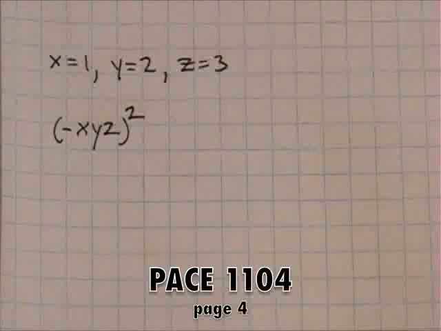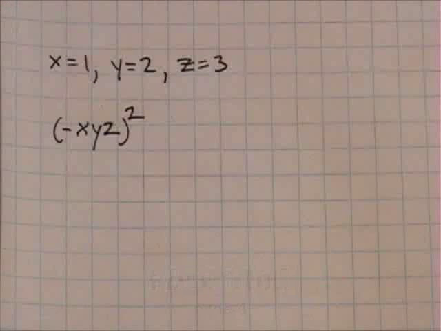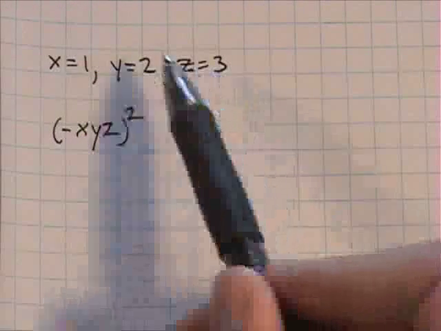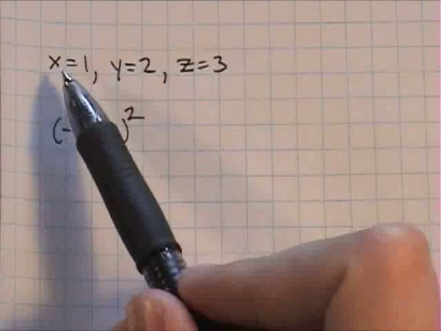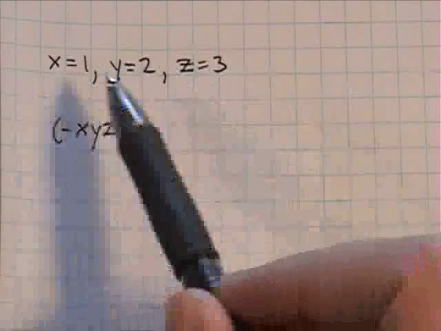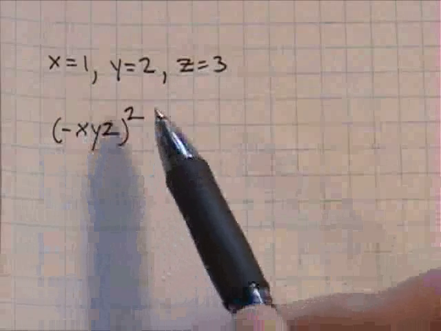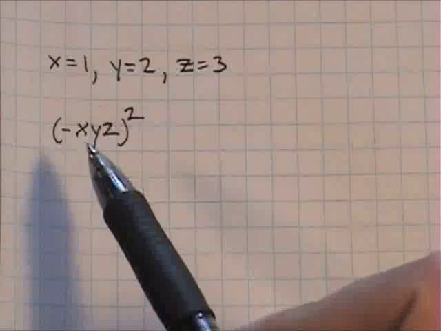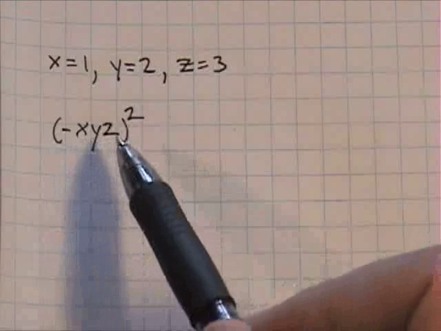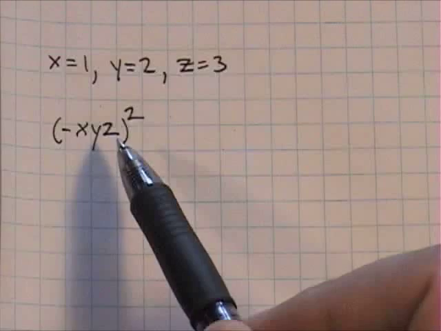We can find the value of an exponential term if we're given values for each of the variables involved. So this is pretty much x equals 1, y equals 2, and z equals 3. If we substitute these numbers in here, we can come up with the numerical value of this, because right now it's sort of unknown. We know that these are numbers, but we don't know what numbers they are.